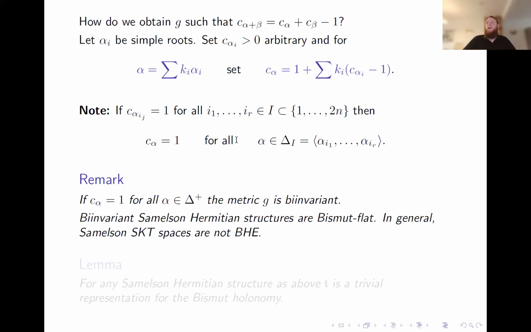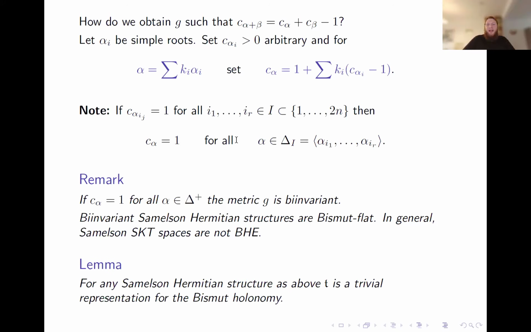So in general, Samelson SKT spaces are not Bismut flat. They're not even Bismut Hermitian Einstein. Okay, but what about their holonomy? That's what we're interested in. Is it maybe reducible? And well, I probably wouldn't talk about them here if they were not.